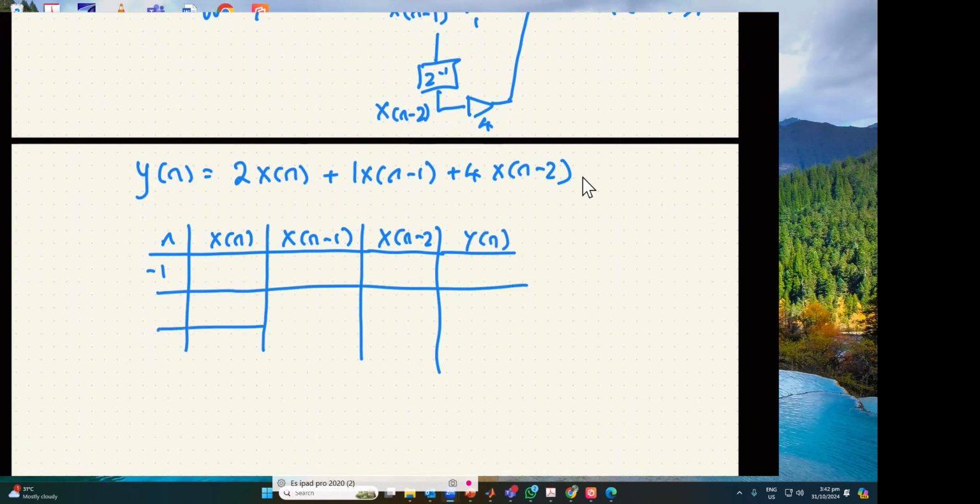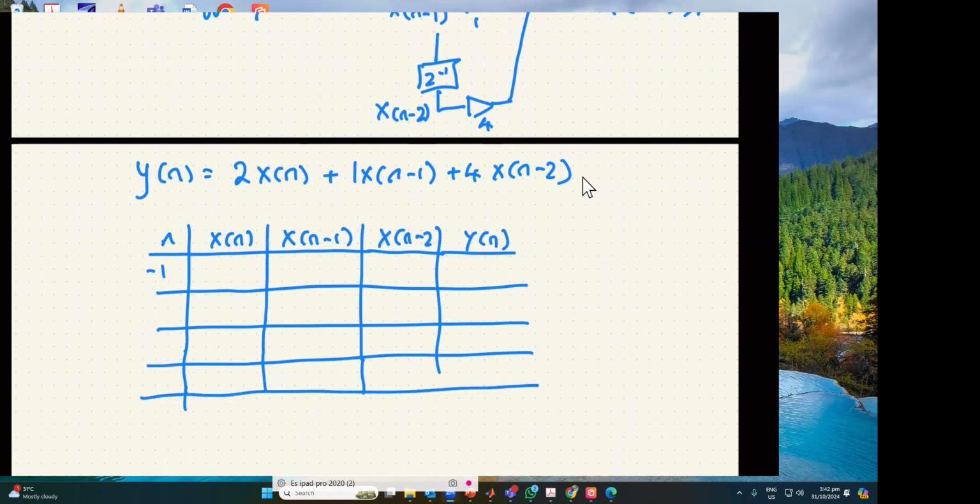Now we're going to ask you this. The system is relaxed, guys. What does "the system is relaxed" mean? Please answer the question. The system is relaxed. So the system is relaxed. Yes, all the memory is 0.